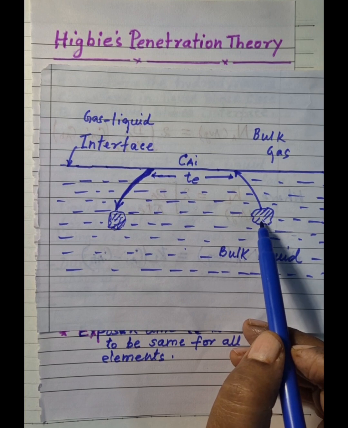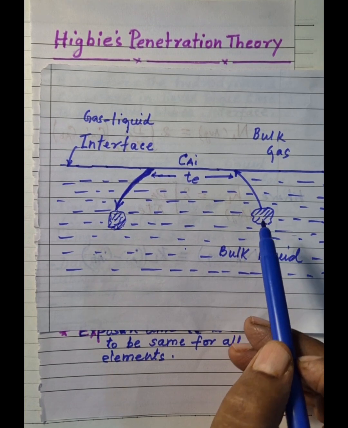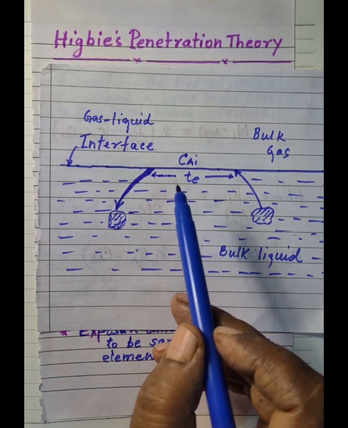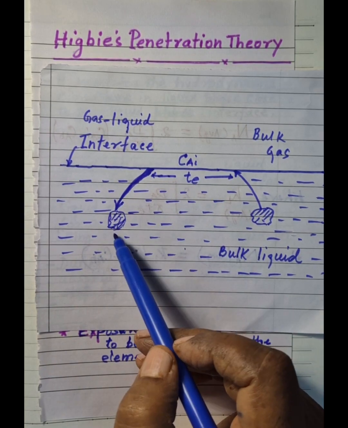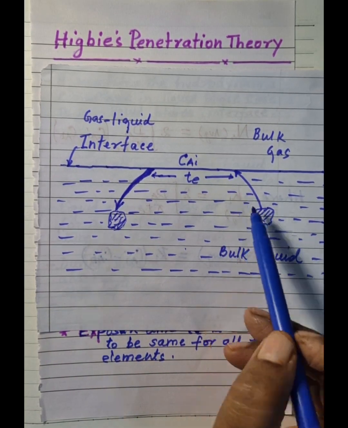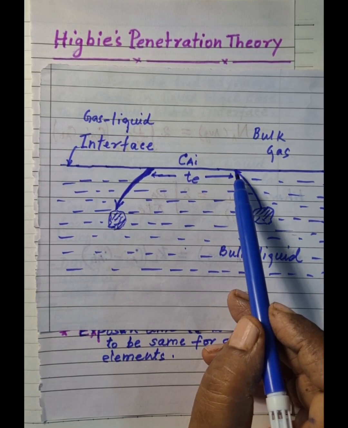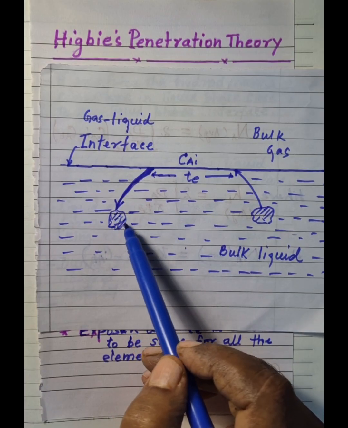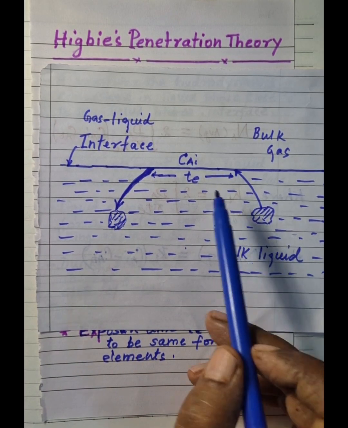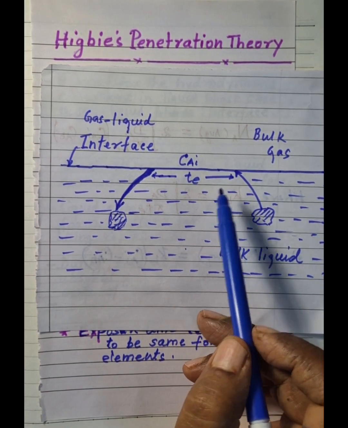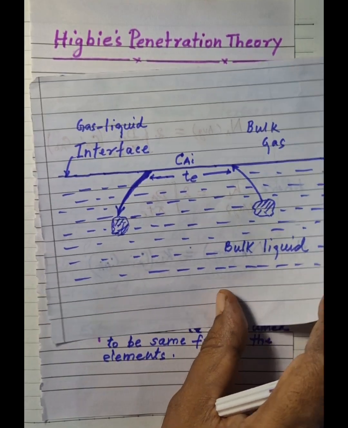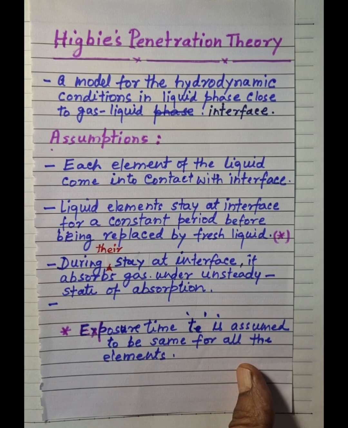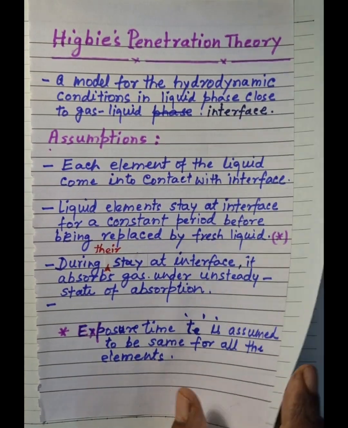What is happening is that a liquid element comes to the interface, stays for a time period t, and then finally is transferred to the bulk liquid again. In this way, each liquid element comes to the interface, stays there for a time t, and then goes to the bulk liquid. This exposure time is the same for all liquid elements as per Higbie's assumptions. So let us go through the derivation of this mass transfer flux.